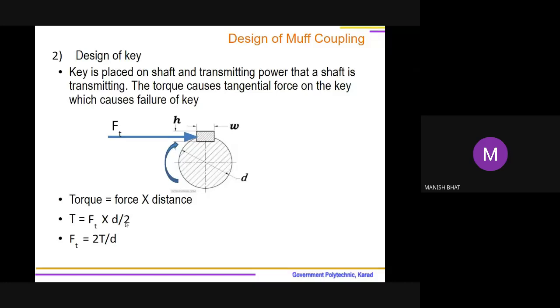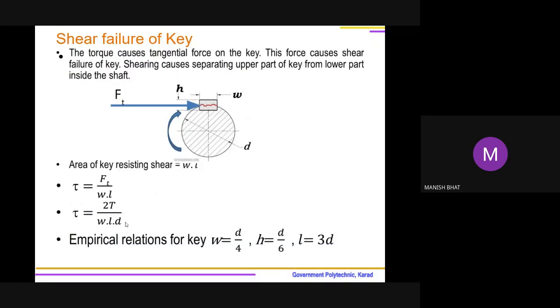So earlier we have designed the key. The key is mounted on the shaft. As it is mounted inside the keyway of the shaft, we know that shear failure occurs. For that sake, we will be finding the force which is causing shear failure. So from power, I may find torque, and torque is equal to force into distance. So tangential force is equal to 2T upon small d. This tangential force causes shear failure.